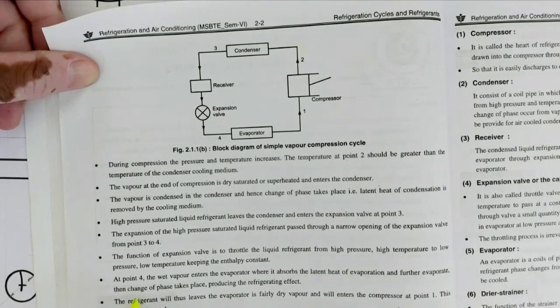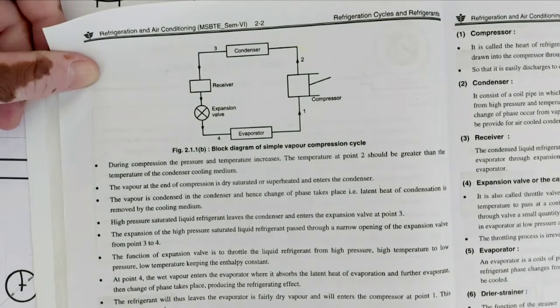At point 4, the wet vapor enters the evaporator where it absorbs the latent heat of evaporation and further evaporates. Then change of phase takes place, producing the refrigerating effect. The refrigerant will thus leave the evaporator as a fairly dry vapor and will enter the compressor at point 1. This completes the cycle.